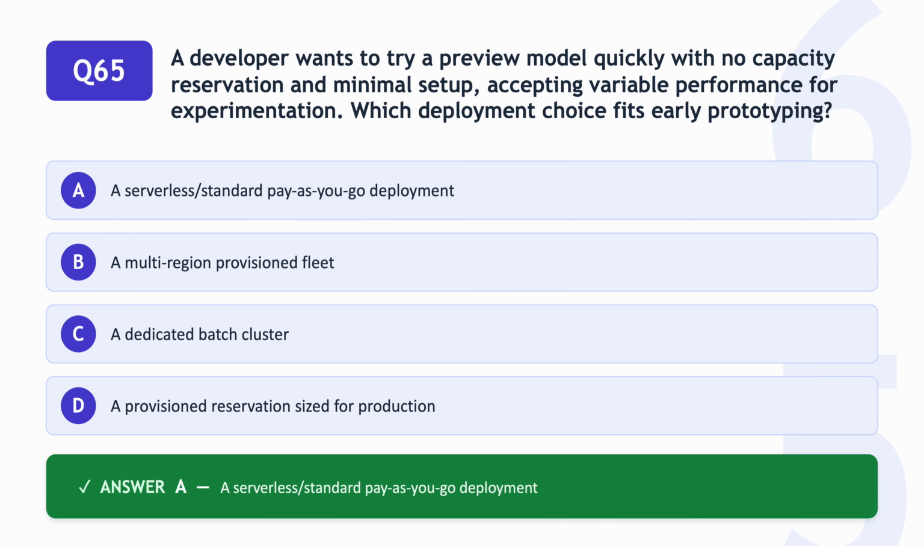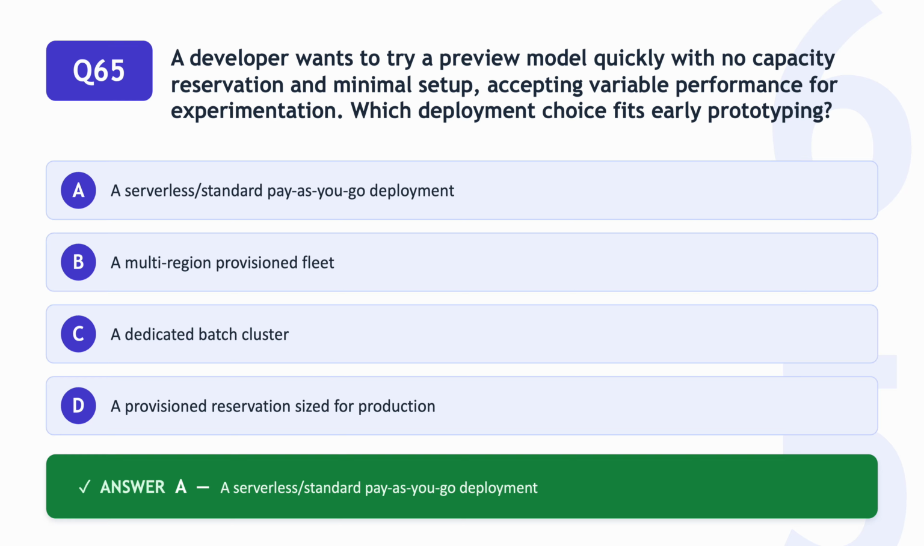Correct answer, A. A serverless standard pay-as-you-go deployment. Why A is correct? The question emphasizes try a preview model quickly, minimal setup, no capacity reservation, accept variable performance, early experimentation, prototyping. A standard serverless pay-as-you-go deployment is designed for exactly this scenario.